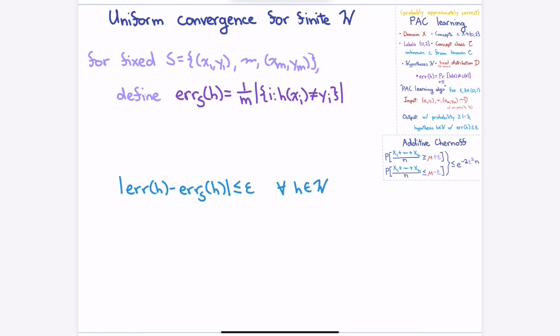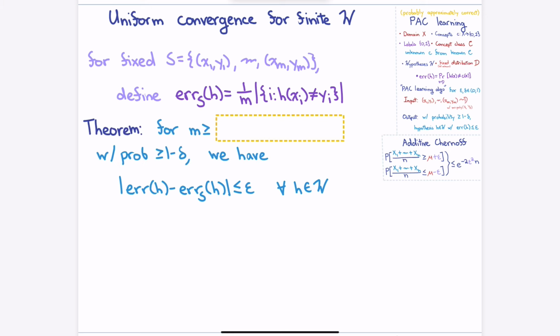Okay, so a different kind of thing is you can say, okay, I have an algorithm that's not consistent. It doesn't output perfect things, but outputs things with small errors. Will that generalize? Okay, so if I have a sample S, I'll write error sub S to be the error just on that sample.